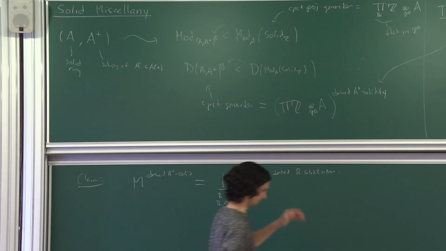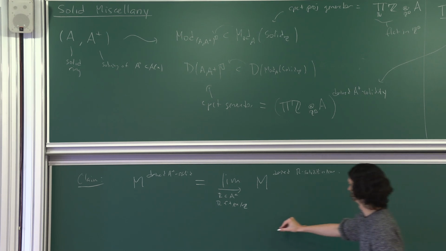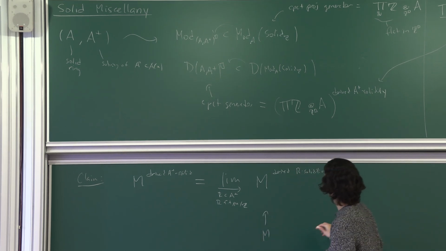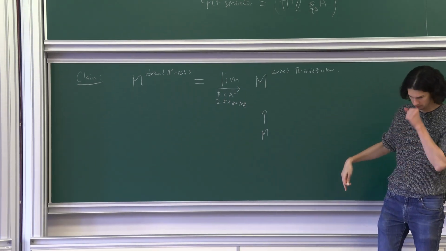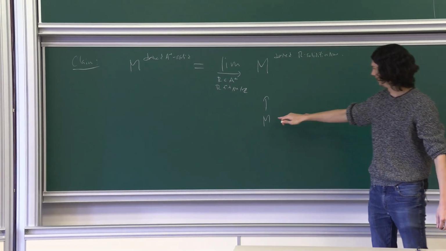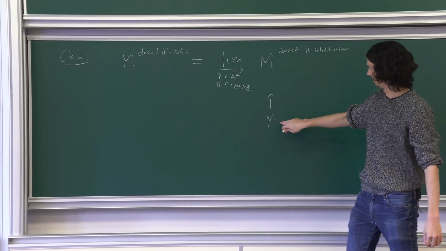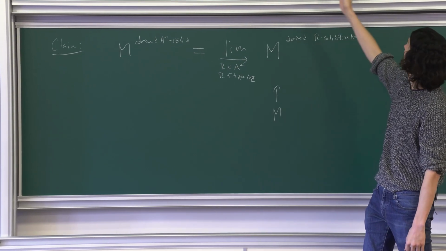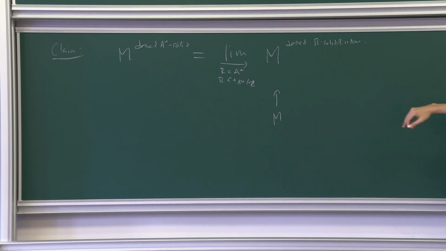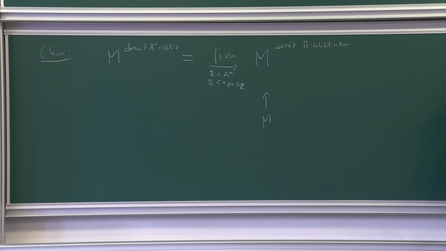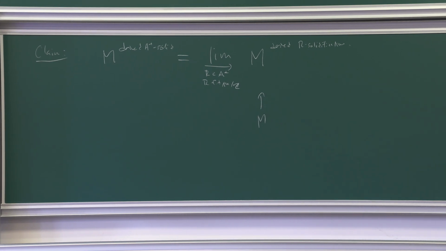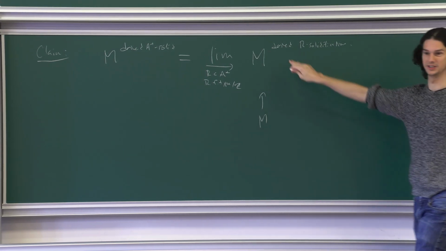So this is a filtered colimit. The point is, there's two things to check. First of all, you need to check that there's a map. You need to check that this is derived A plus solid. And you also need to check that if you map out to anything derived A plus solid, then it doesn't see the difference between this expression and this expression.